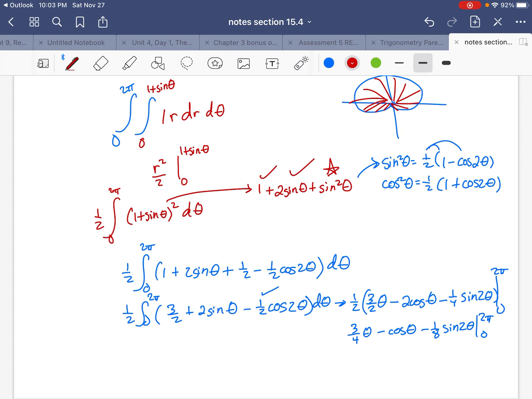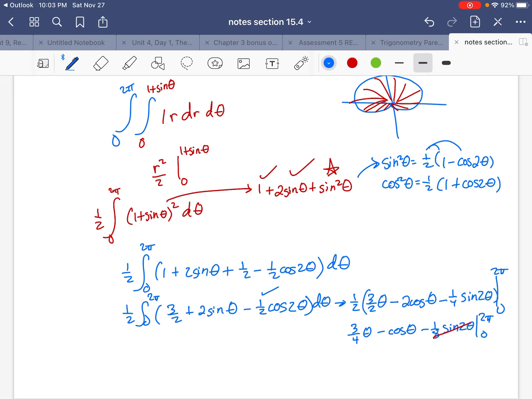Now, let's take care of a few things right here. If I plug in 2 pi or 0 into sine of 2 theta, 2 times 2 pi would be sine of 4 pi, that's 0. Sine of 0 is 0. This is all just going to go away forever and ever. Now, cosine, on the other hand, will not. All right, so here we go.